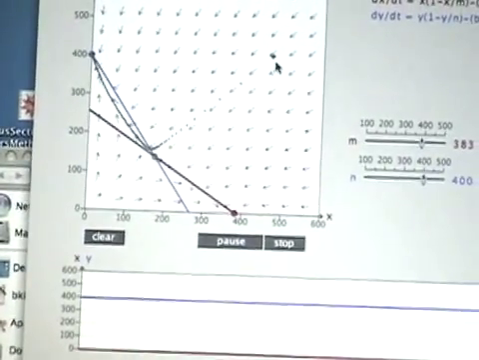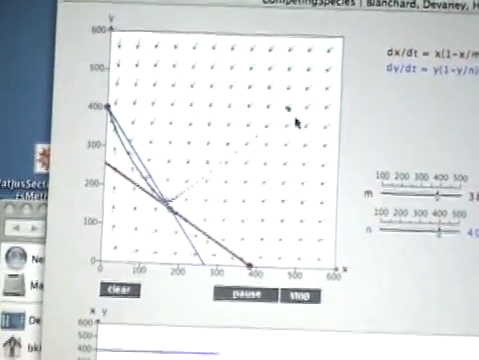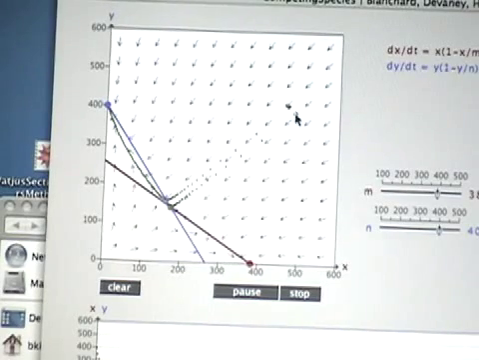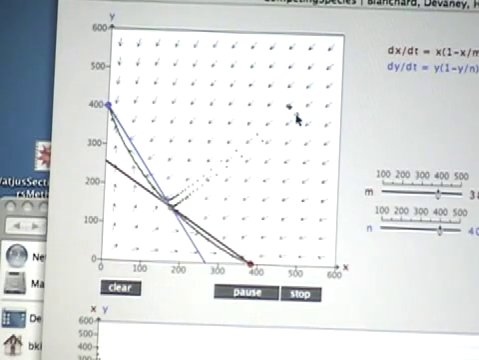Will it always happen that way? Well, I'll go back and pick another initial condition. I'm going to pick one a little bit down to the right of my first one. Ready? 1, 2, 3, go! Oh, that was kind of an interesting one.